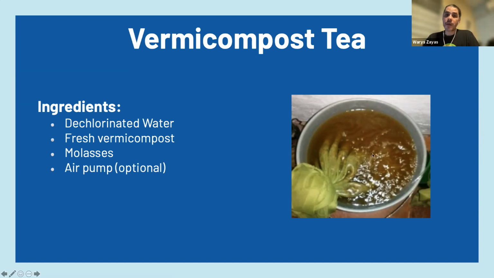Then you can apply it pure, but to maximize the amount, I recommend making a dilution of the tea. The ratio I use to apply it is 1 part dechlorinated water and 1 part of the compost tea. But there are people that even use 5 parts of water and 1 part of the tea to apply.